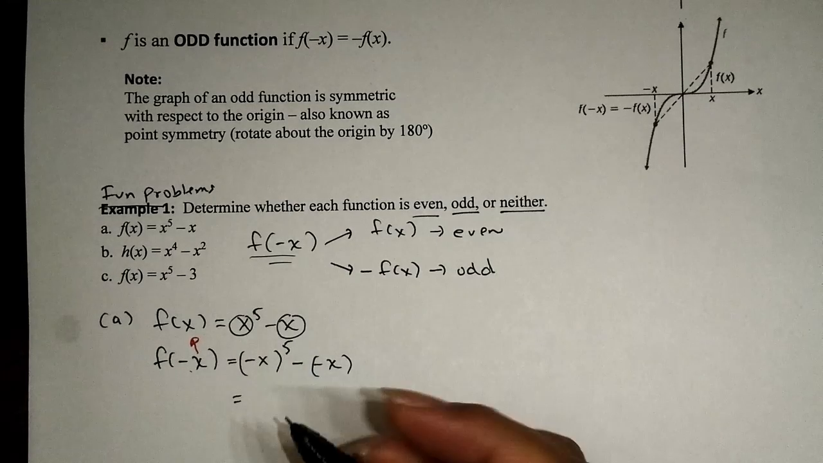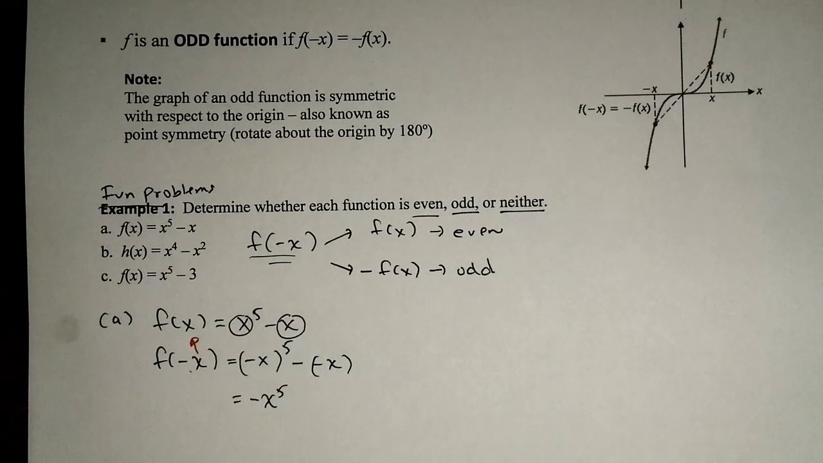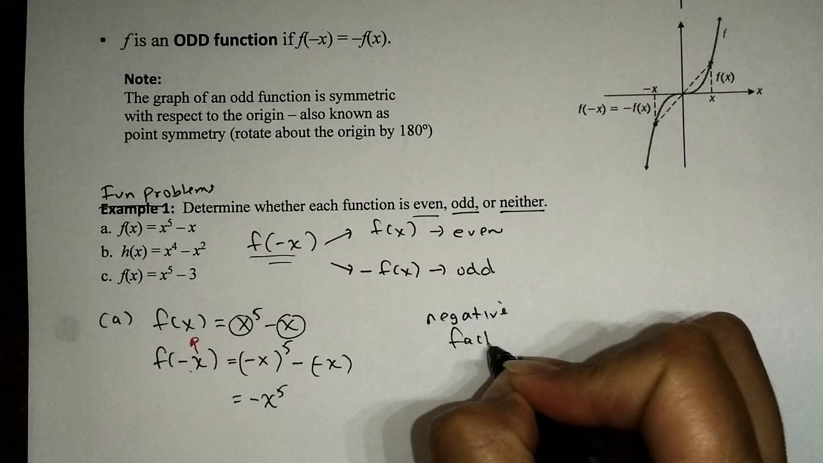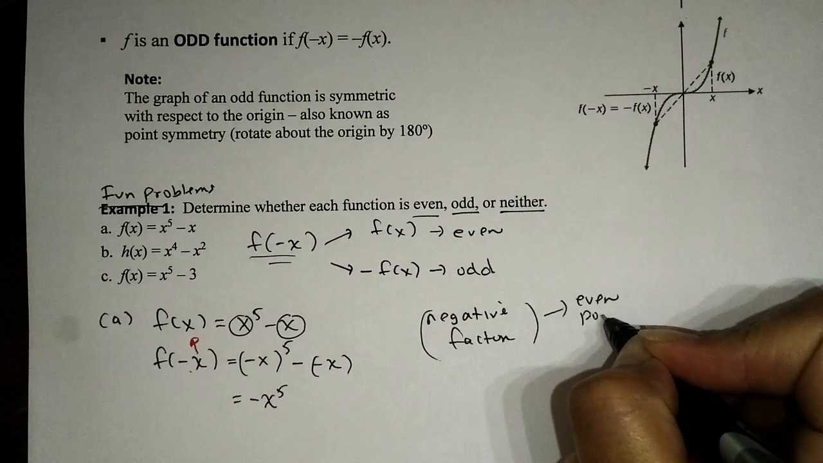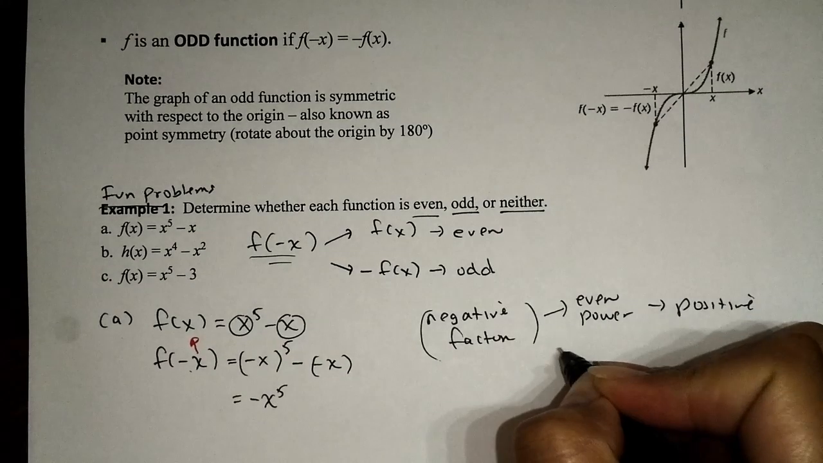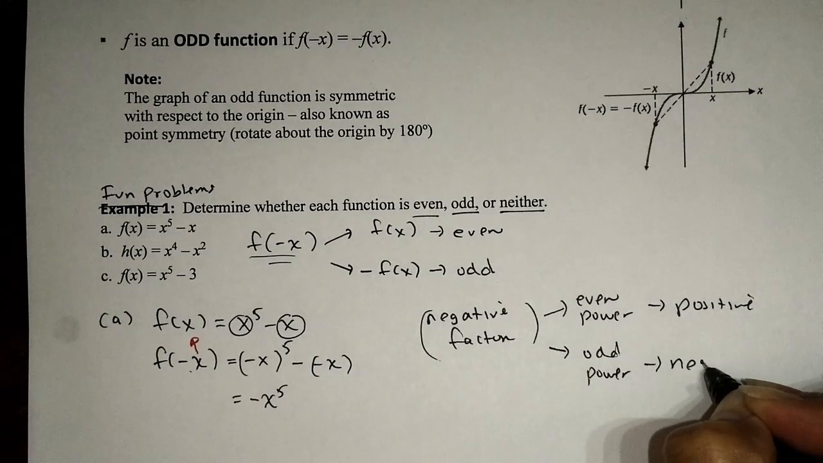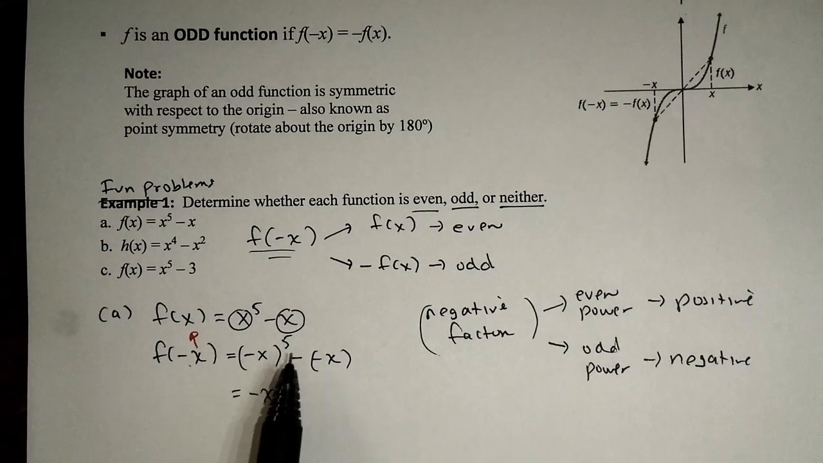Negative x raised to the 5th power gives us negative x to the 5th power. A little flashback when it comes to powers of negative factors. If you have a negative factor and you raise it to an even power, then your result will be positive. But if you have a negative factor and you raise it to an odd power, then your result will be negative.